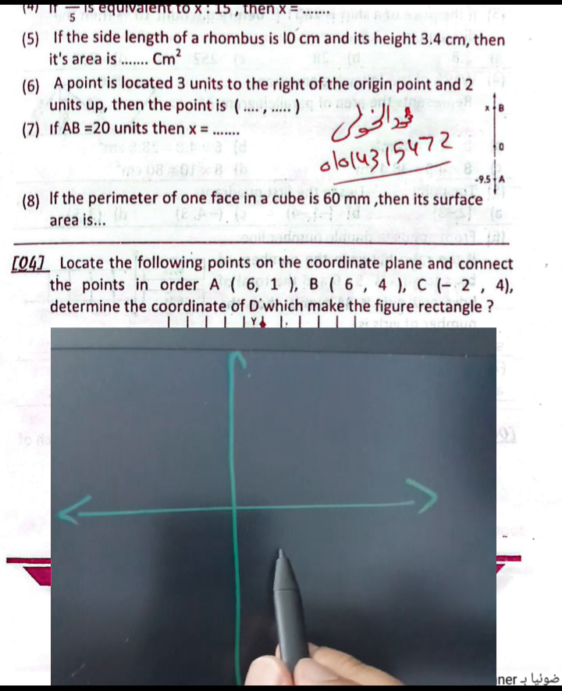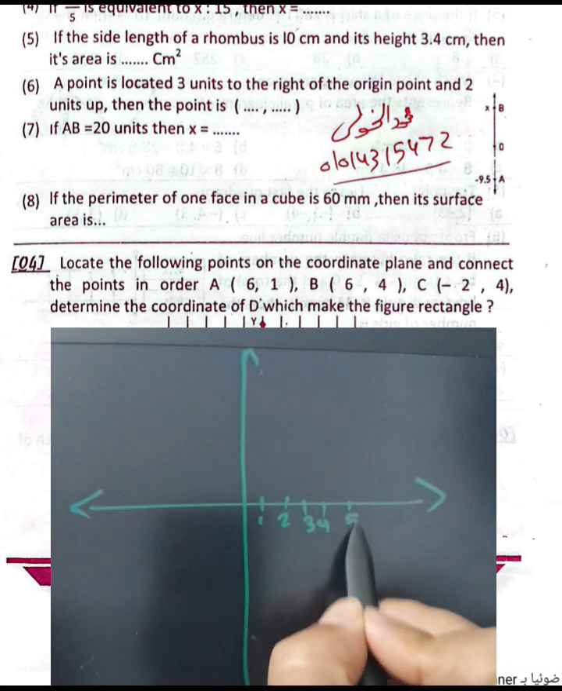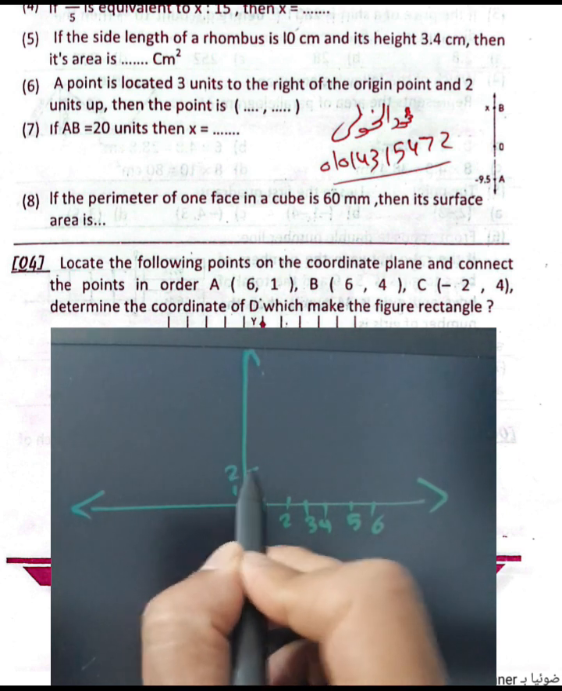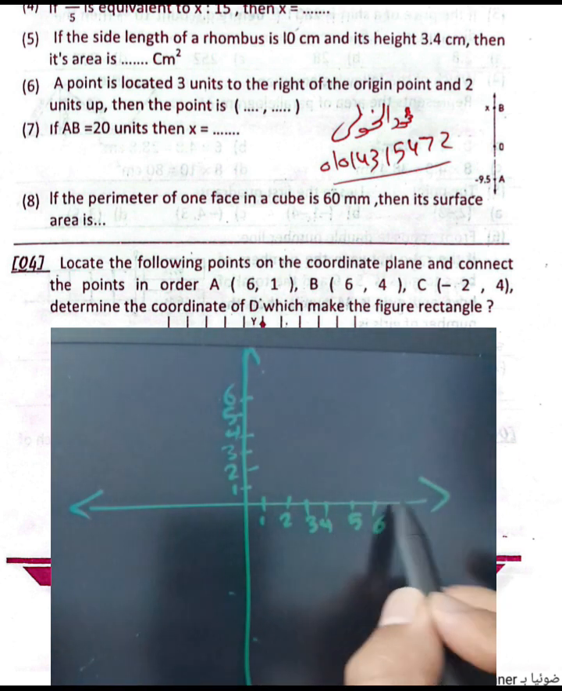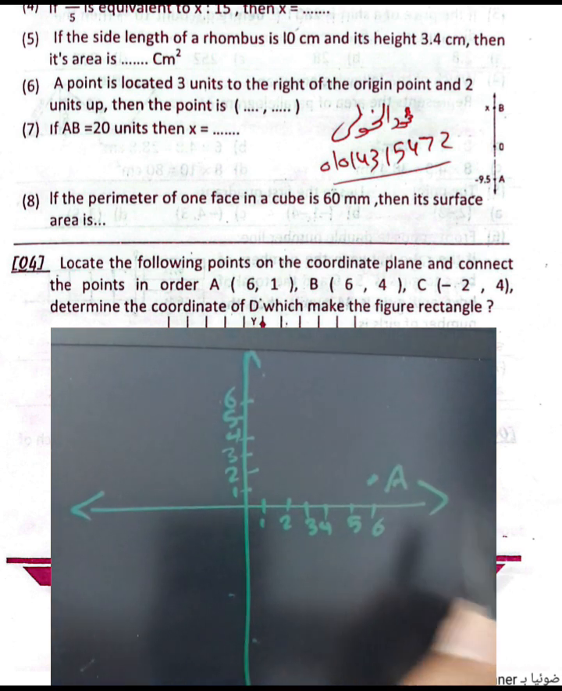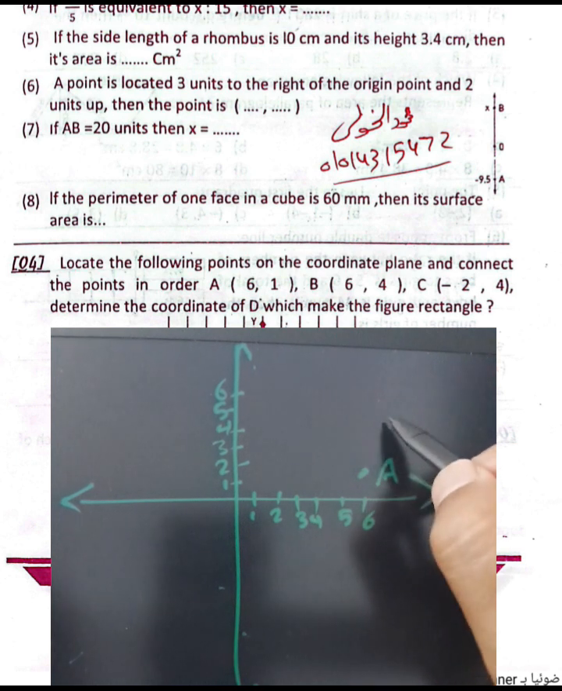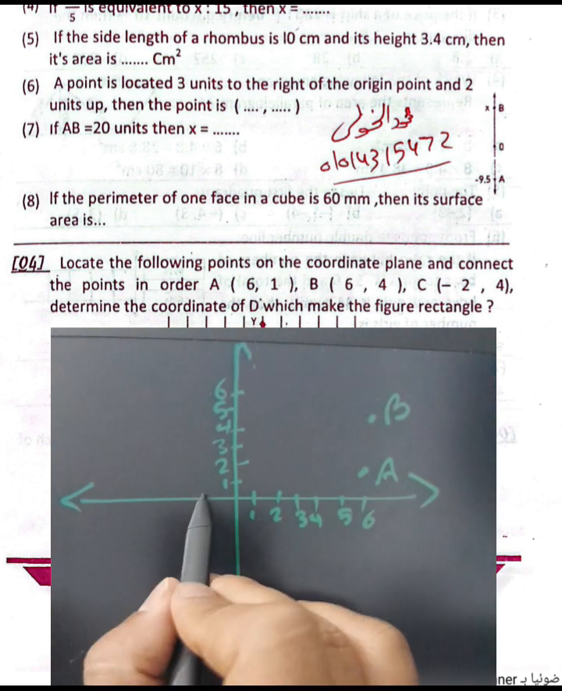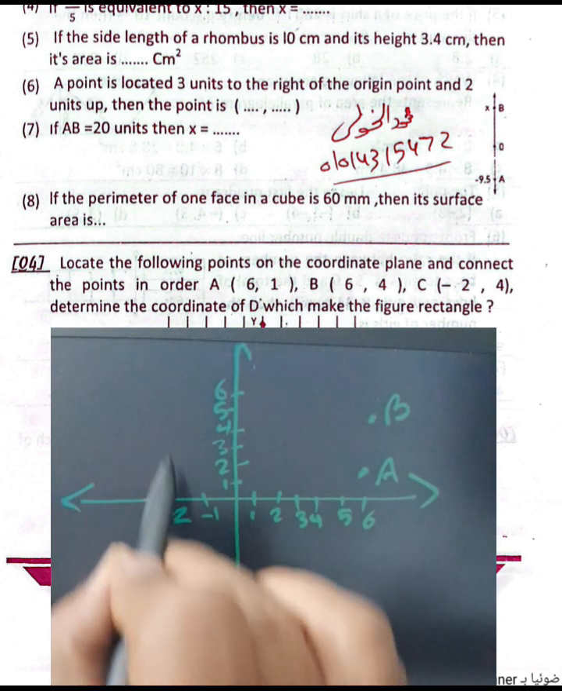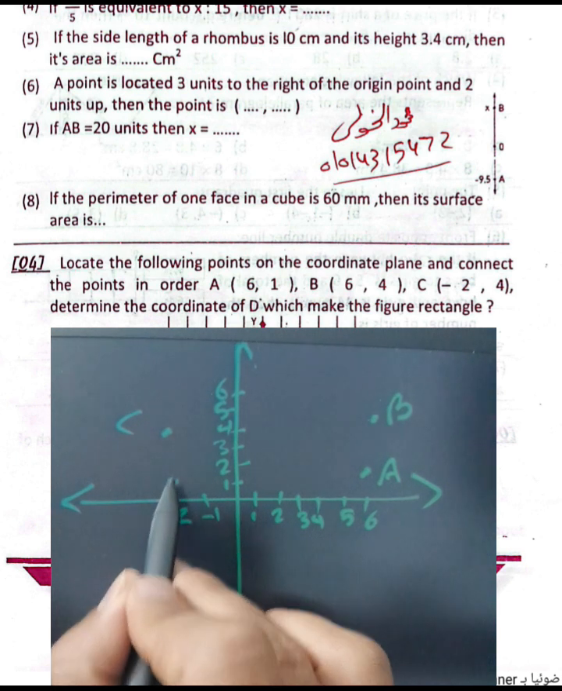Six and 1, 1, 2, 3, 4, 5, and 6. 1, 2, 3, 4, 5, 6. The first point, 6 and 1, is point A. Point B is 6 and 4. Point C is negative 2 and 4. We have here negative 1, negative 2, negative 2 and 4. So point C. Then point D will be negative 2 and 1.